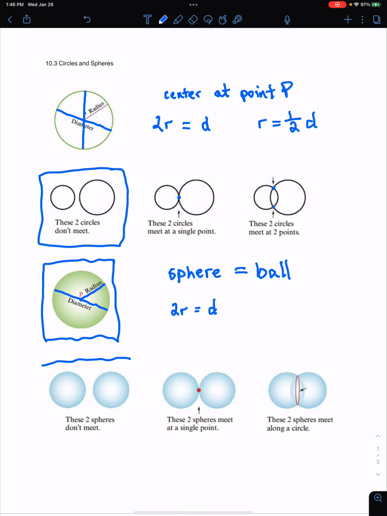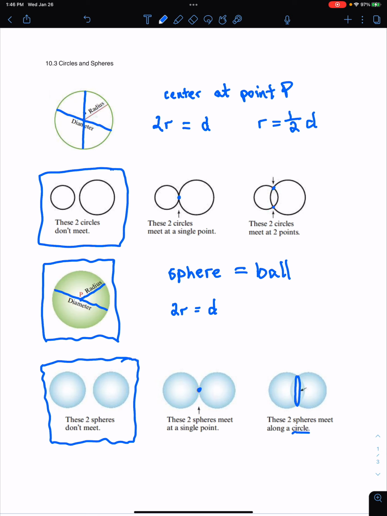Okay, now here's a little difference between circles and spheres, the way that they can touch each other, or intersect each other. So here we have 2 spheres that don't meet each other. Just like circles, spheres can intersect each other or meet at a single point. But unlike circles, when 2 spheres intersect each other, they actually intersect at a circle. If you can imagine 2 spheres intersecting each other, because it's 3-dimensional, they create a circle with their intersection.